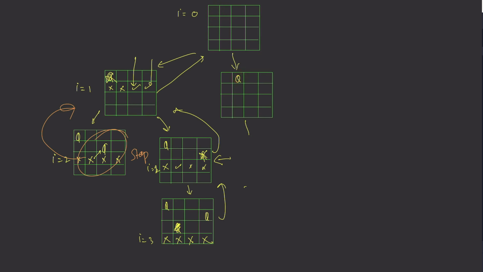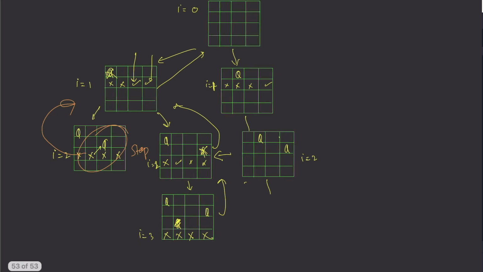Now when I is equal to 1, we are talking about the second row. In the second row, what are the safe positions? Not safe, not safe, not safe, safe. Let us select it. After selecting it, we will get this configuration. Talking about I is equal to 2, the third row, we have only one safe position, so we will go with this particular safe position.